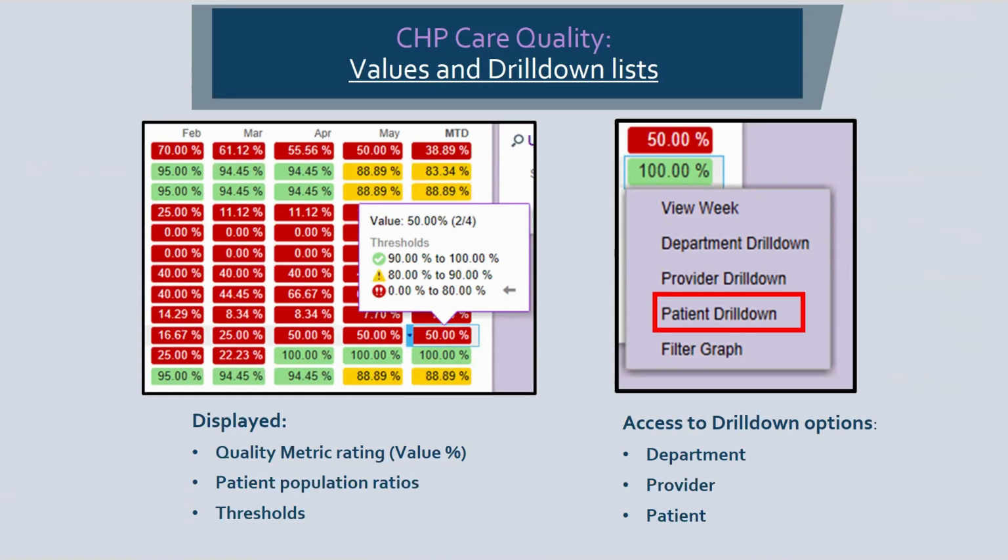When clicking on the value you wish to review in detail, viewers will be presented with a series of drill down options: department, provider, and patient drill down. If you're wishing to see what your patient population is being identified for the measure based on the selected value, patient drill down selection will open up a wealth of in-depth information for review.